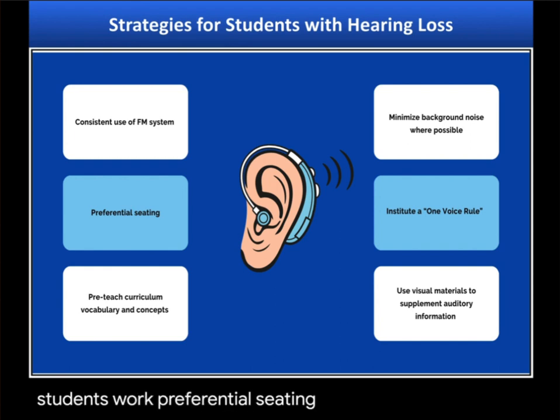Preferential seating allows proximity to the speaker and a clear view of the speaker's face. Institute a one-voice rule, where one person talks at a time in all activities. This will allow the deaf or hard of hearing listener to follow the discussions happening in the classroom with greater ease.